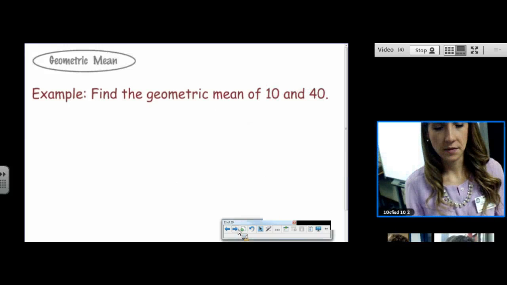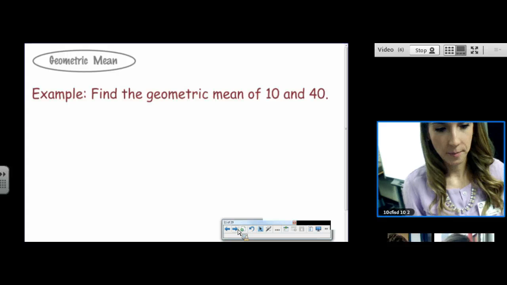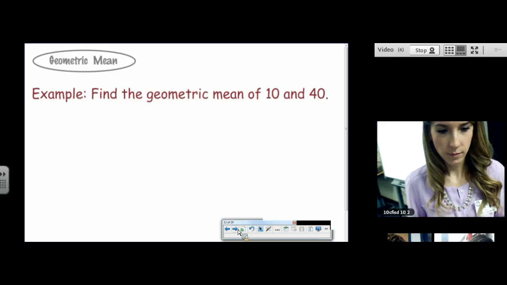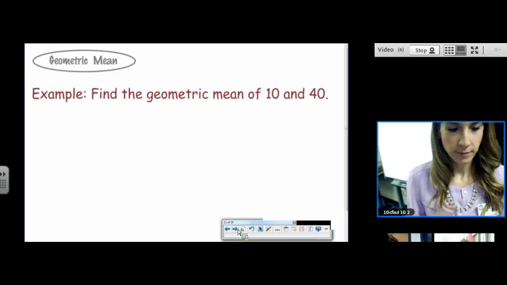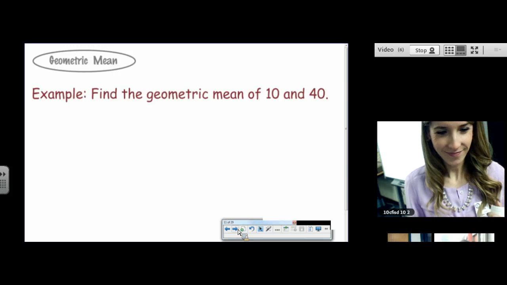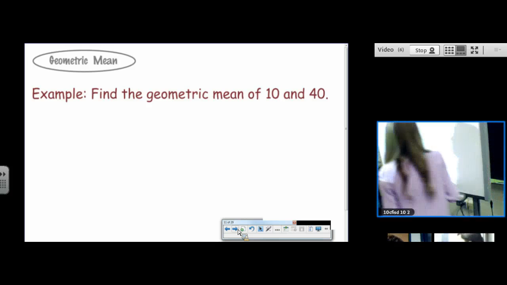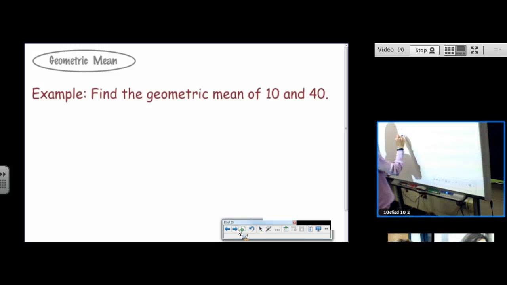Find the geometric mean of 10 and 40. Yes, I'll call on someone. Don't type the answer yet. You should be ready. Edriel, what do you get? Sorry guys, 20 is the answer. Very good.